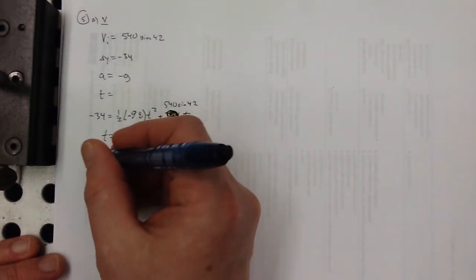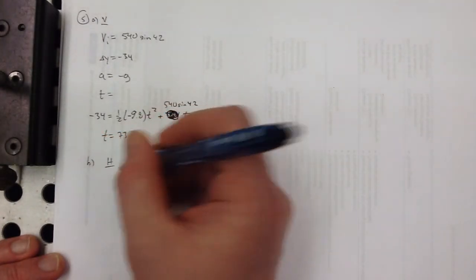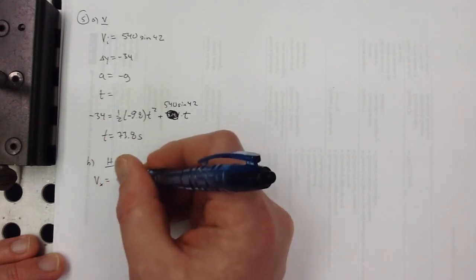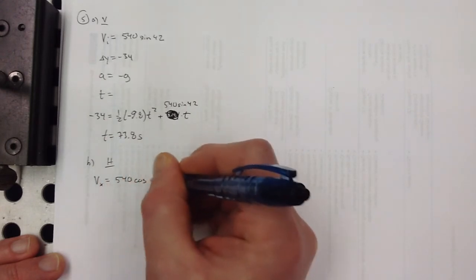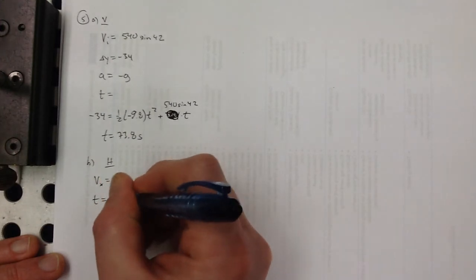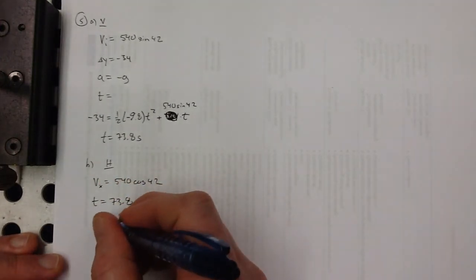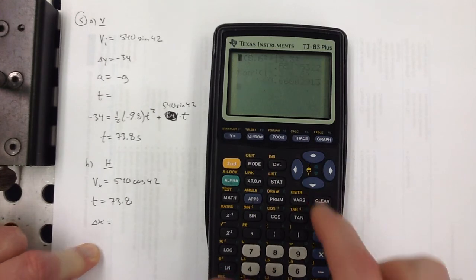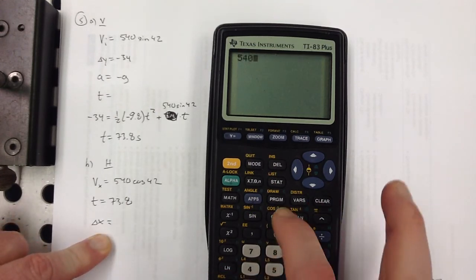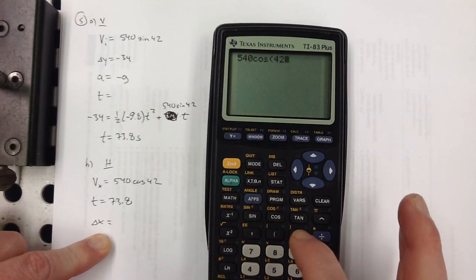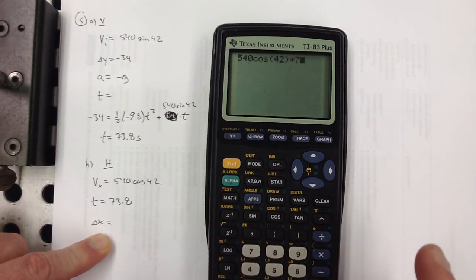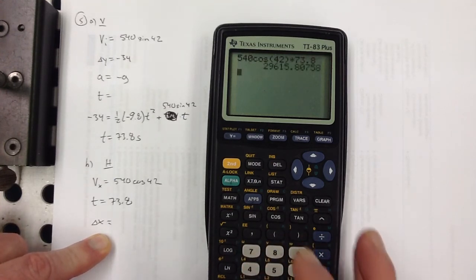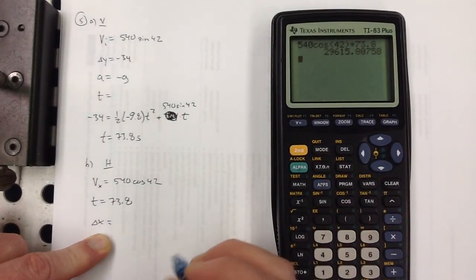And how far from the cliff will the cannonball strike the ground? Just like in the last problem, that's the horizontal part of the problem. Horizontal velocity is 540 times the cosine of 42. I now know the time, so the horizontal displacement is 540 cosine 42 times 73.8. That's far.